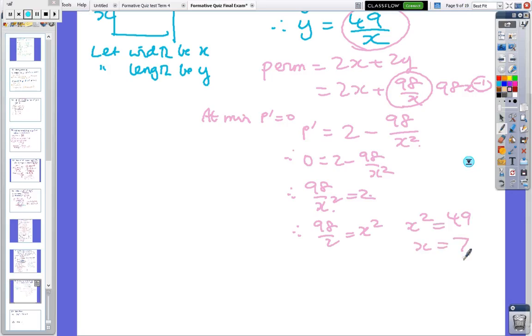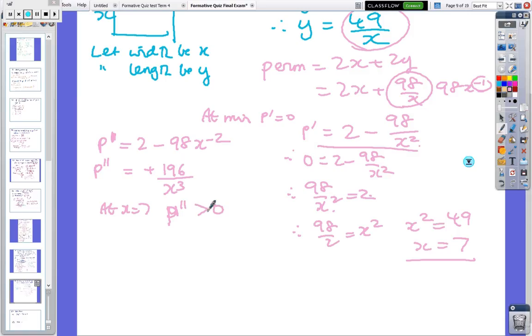We can ignore the negative 7 because you don't measure length in negative numbers. So x equals 7. Okay, and then to prove that it's a minimum, we have to do p double dash. So let's go back to p dash, which equals 2 minus 98 x to the minus 2. So p double dash will equal positive 196 over x cubed, and at x equals 7, p double dash is a positive number, so it's a minimum turning point.